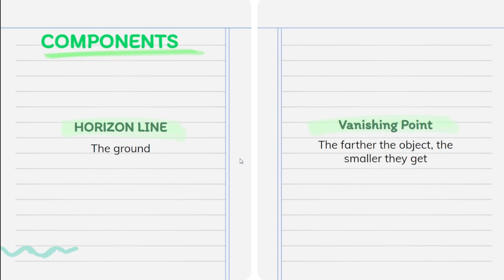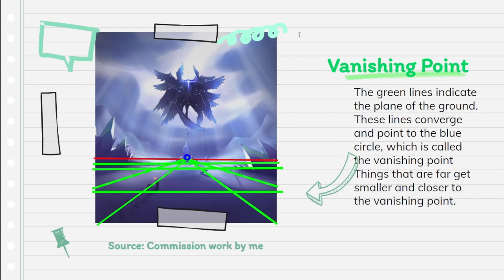The vanishing point is basically the idea that the farther an object is from the camera, the smaller they get. And if they get further and further away, they will be nothing more than a point. Hence, vanishing point. An example would be this old commission by me. The green lines indicate the plane of the ground. The red line indicates the horizon line, while the blue circle indicates the vanishing point.